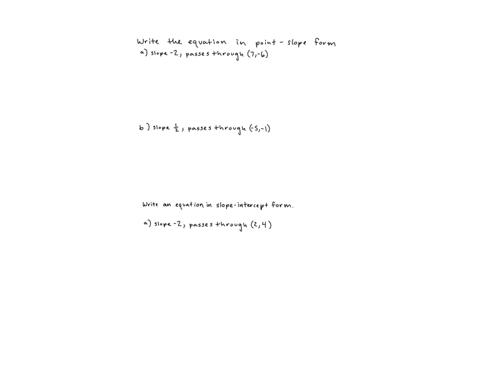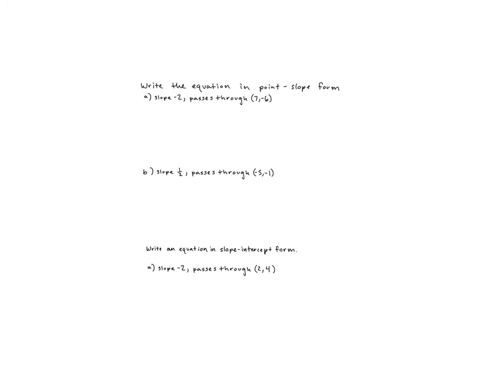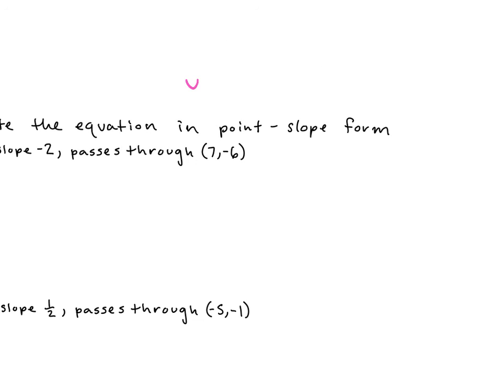All right, next we have write the equation in point slope form. What is point slope form? y minus y1 is equal to m times x minus x1. We all know these steps, right? Yes.